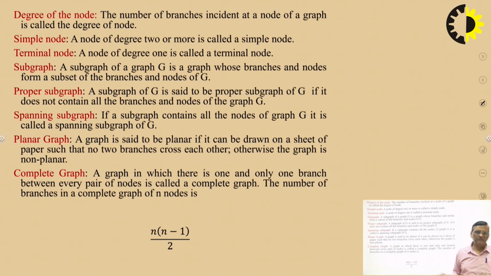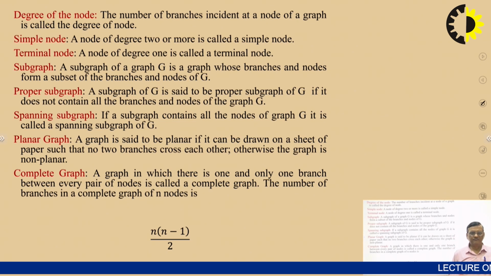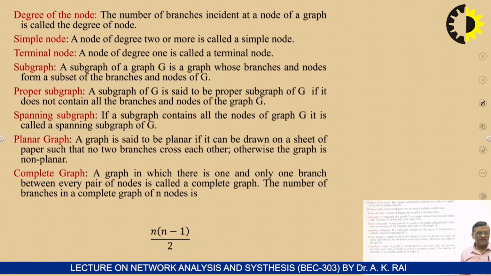These are some of the terminology used in graph theory, starting with what is a graph. It is a collection of branches and nodes. What is a branch? What is a path? What is an isomorphic graph? What is a connected graph? And so on. All these things we can try to understand through some examples.